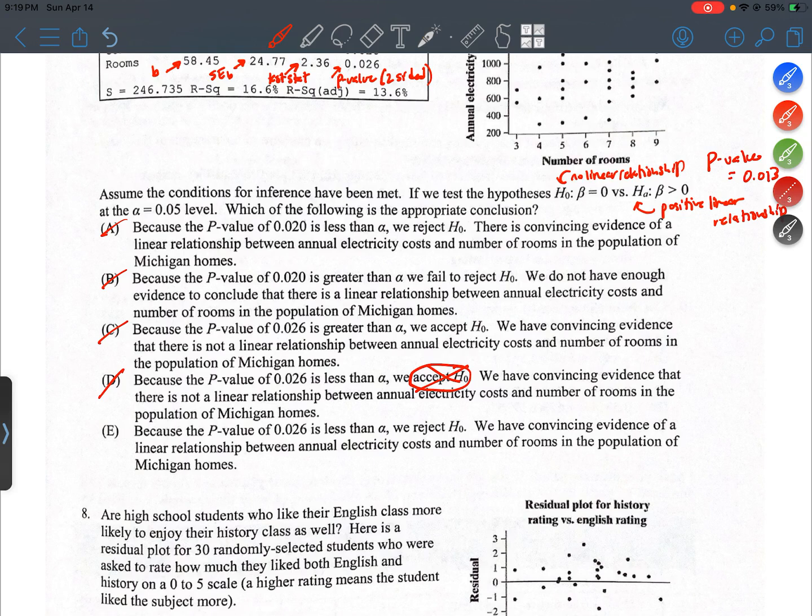Okay, let's read E. The p-value of 0.026 is less than alpha. True. We reject the null hypothesis. That's the correct language. We have convincing evidence of a linear relationship between annual electricity costs and number of rooms in the population of Michigan homes. Okay, so this sentence has context. It has the two-sided p-value, which I don't necessarily agree with. I think it should be a one-sided p-value. But everything else in the statement is correct.